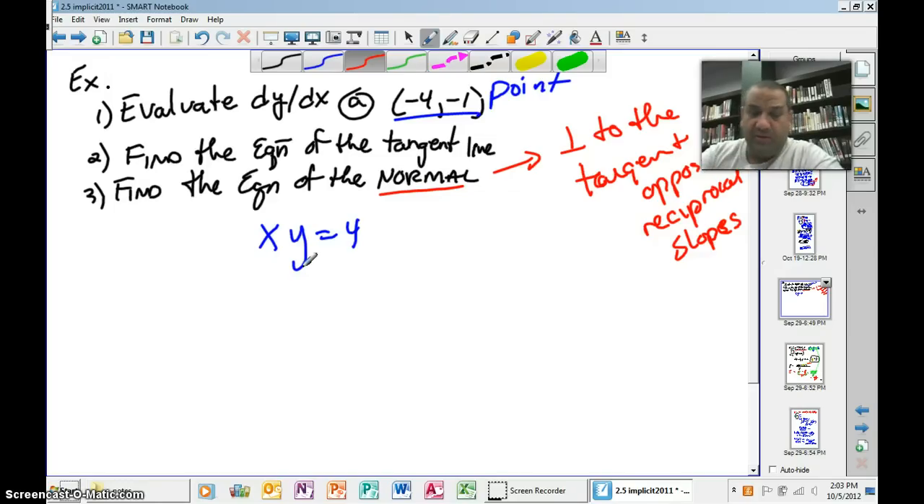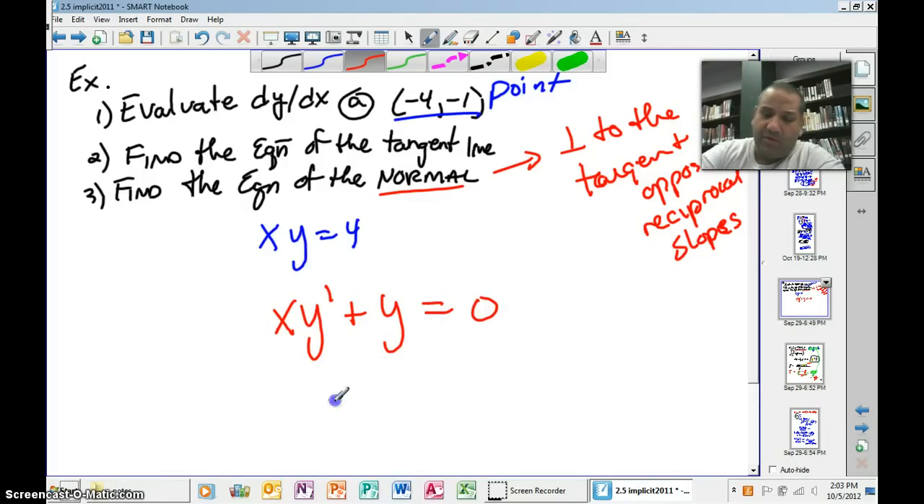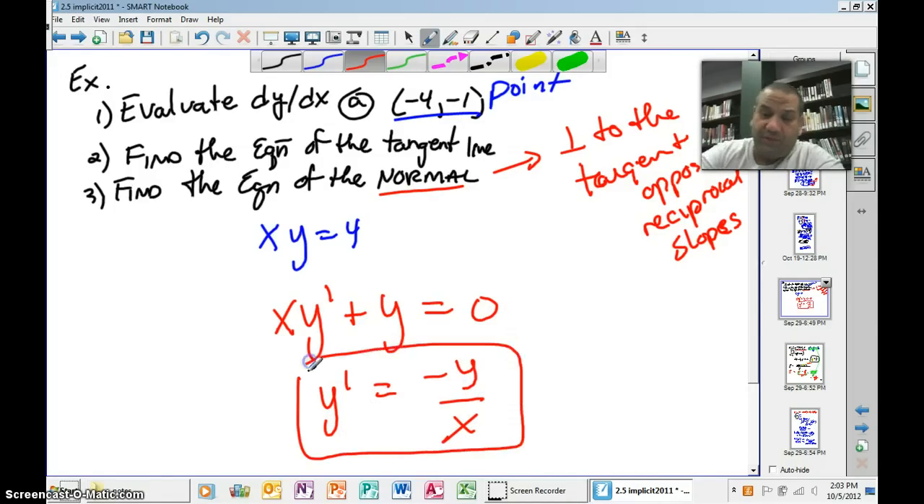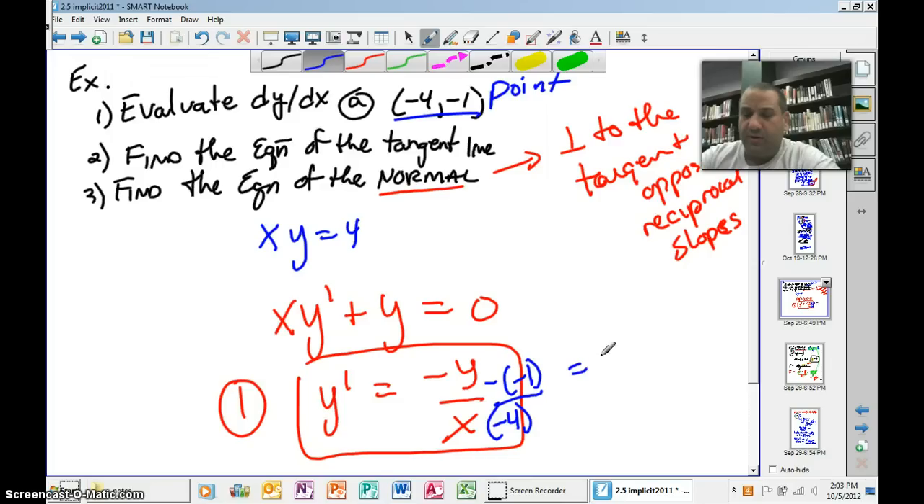All right, so let's take the derivative. x times y prime plus y times 1 equals 0. So that means that y prime equals negative y over x. That's the first step. Now I want it evaluated at the point negative 4, negative 1. So negative 4 down here, negative 1 up here, and that becomes negative 1/4. So that's the slope.